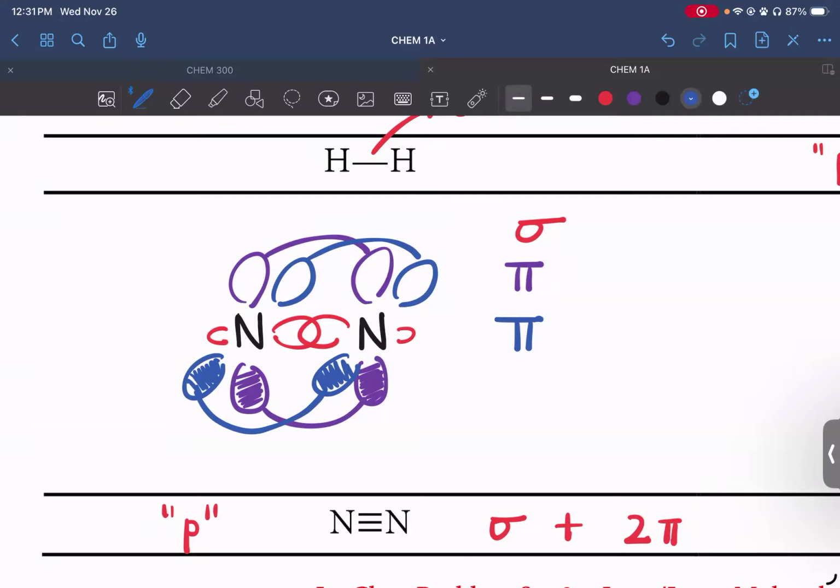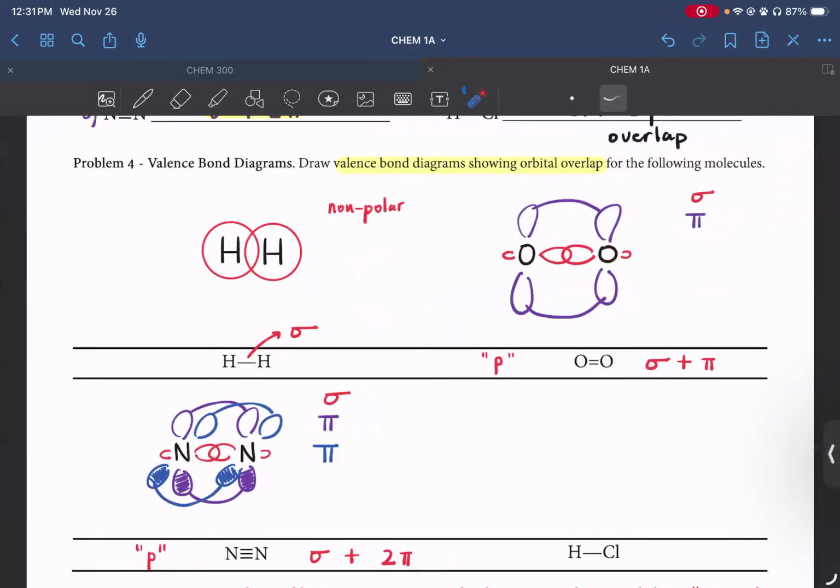That shows orbital overlap between, for lack of a better phrase, parallel orbitals. Of course, the verticals connect, the diagonals connect, and so do the horizontals. Do we have any questions on problem 4?